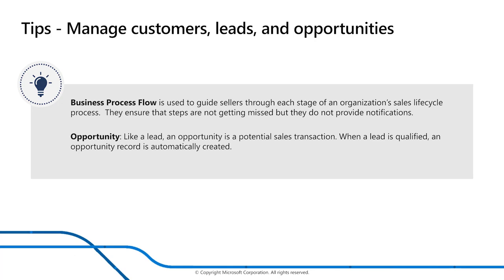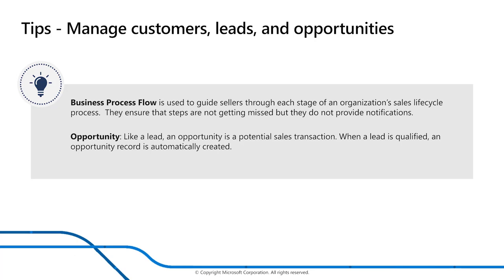So again, now we're thinking about our business process flow. So this is used to guide sellers through each stage of an organization's sales lifecycle. Now this process ensures that the steps are not getting missed, but they do not provide notifications. In the business process flow, you can actually make stage gates, by making a field required. So even though it doesn't notify you, there's a way that you can make sure certain information is required, so it's captured at that point in time.